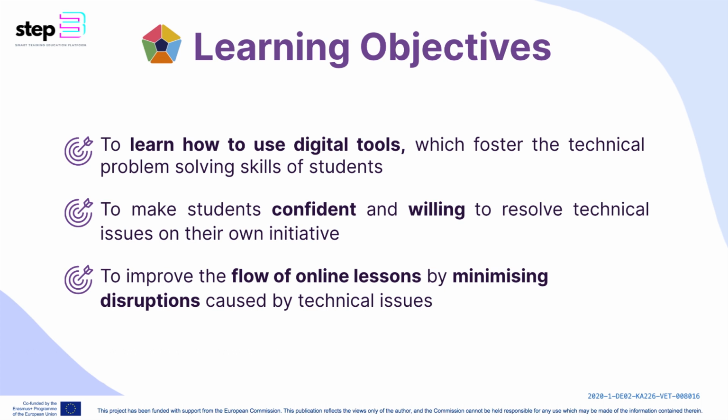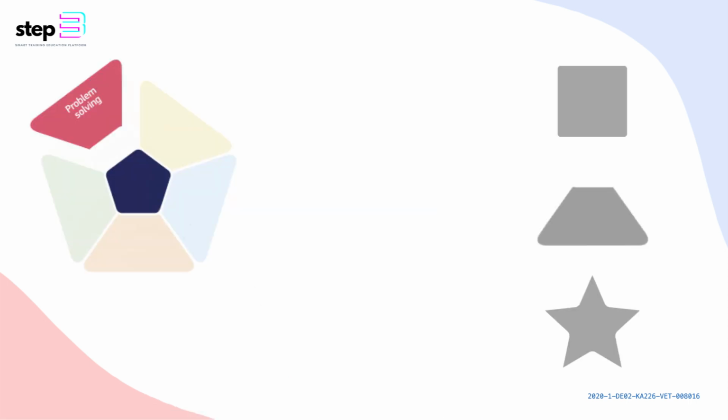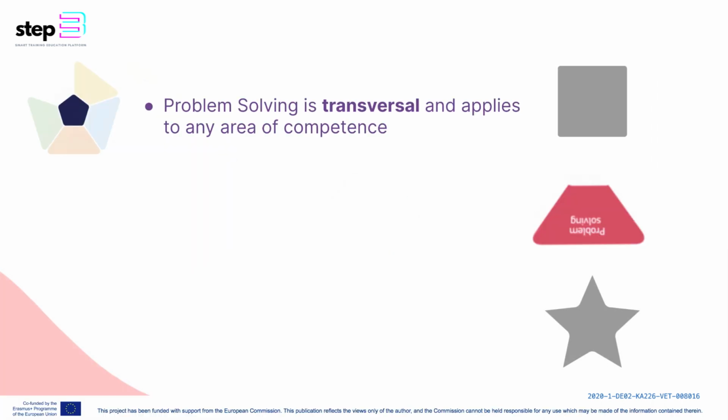Moving forward, what do we mean when we say that the competence of this module belongs to the competence area of problem solving? As problem solving is transversal, it applies to any area of competence, which makes total sense because you can see problems and solutions everywhere in life.